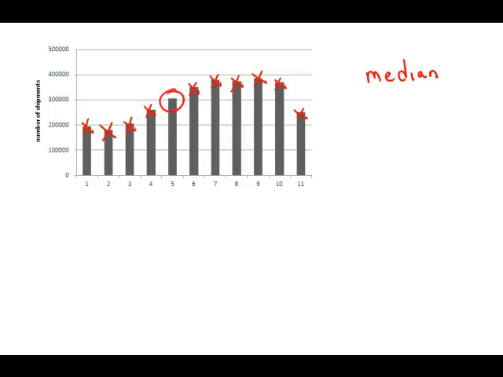And that is a value slightly bigger than 300,000. 310,000 seems like a reasonable estimate, and that is answer choice C.